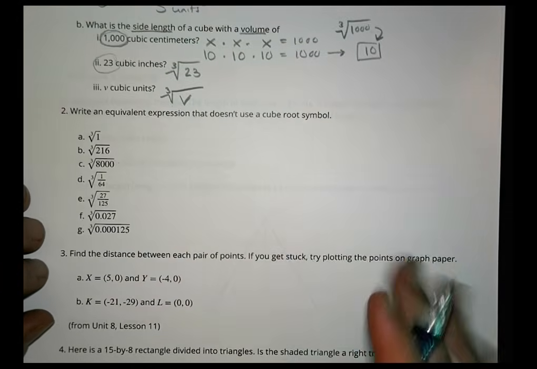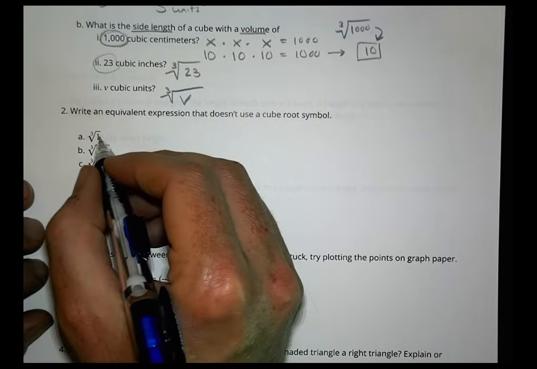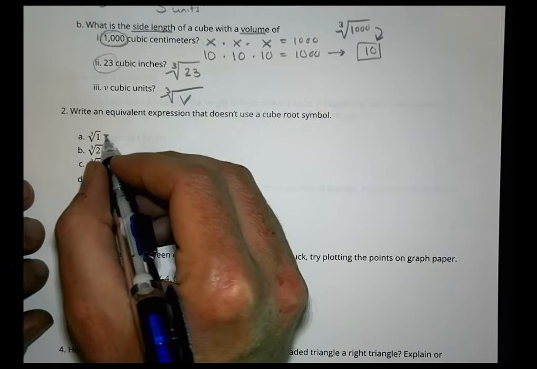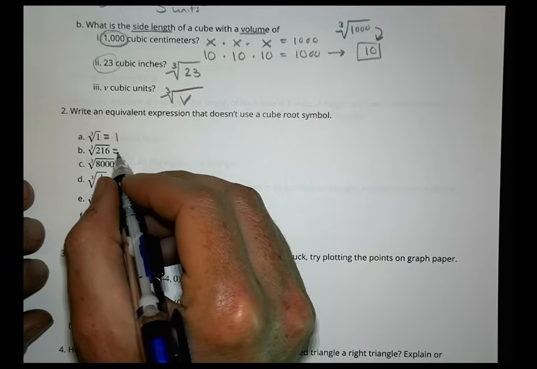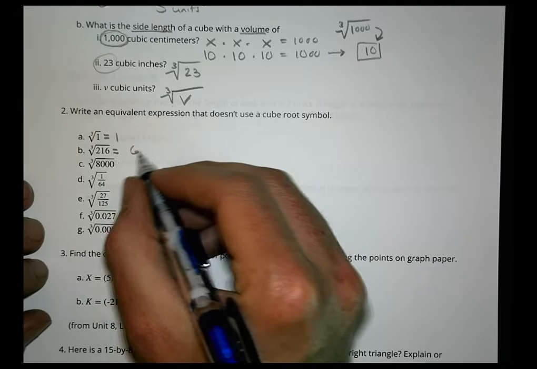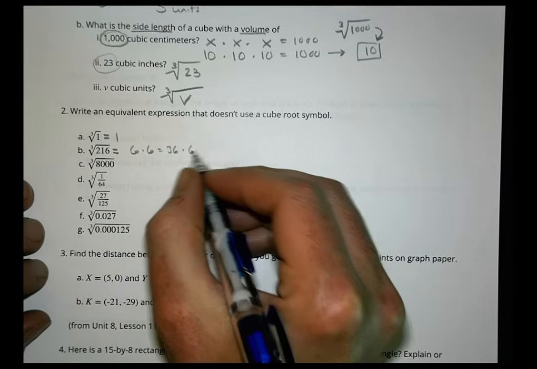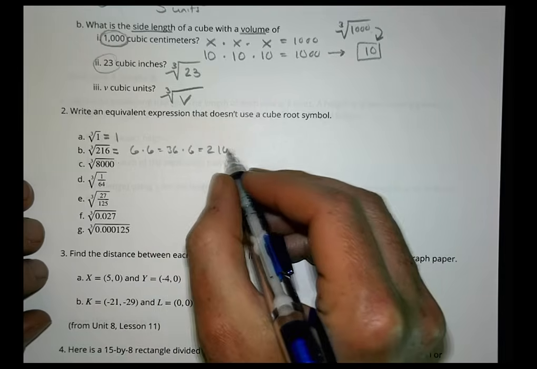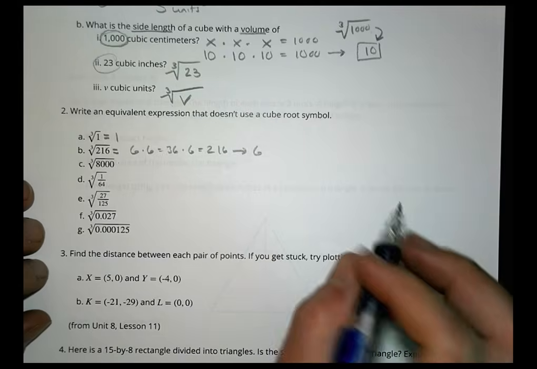All right. Number 2, write an equivalent expression that doesn't use a cube root symbol. Okay, so the cube root of 1 is actually equal to 1. The cube root of 216. Okay, 1 maybe you don't know so much, but 6 times 6 is 36. That's 36. Times another 6 is 216. So that means that our answer for the cube root of 216 is simply 6.